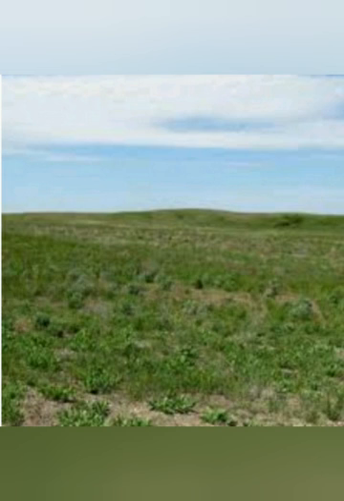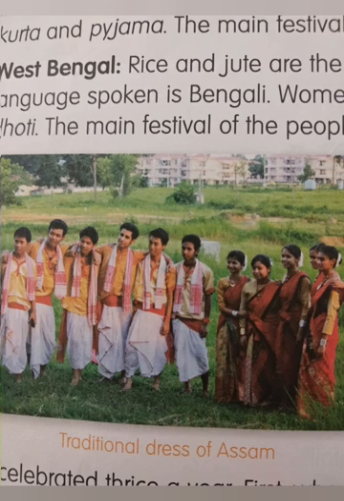Assam and Tripura: Rice, tea, jute, and fruits such as oranges and pineapples are the main crops. The main languages spoken here are Assamese in Assam and Bengali and Tripuri in Tripura. In Assam, women wear makhela chadar, a two-piece cloth, and the sari in Tripura. Men wear kurta and dhoti in both the states.